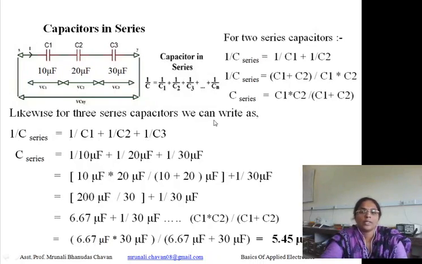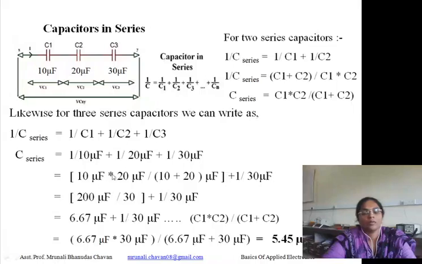Likewise, for 3 series capacitance, we can write the equation as 1 by C series is equal to 1 by C1 plus 1 by C2 plus 1 by C3. If we put the values into the equation, first we have to calculate for the 2 capacitors in series, then evaluate this value with the third capacitor. So, the calculation is done for 2 capacitors first, and then it can be combined with the third capacitor.